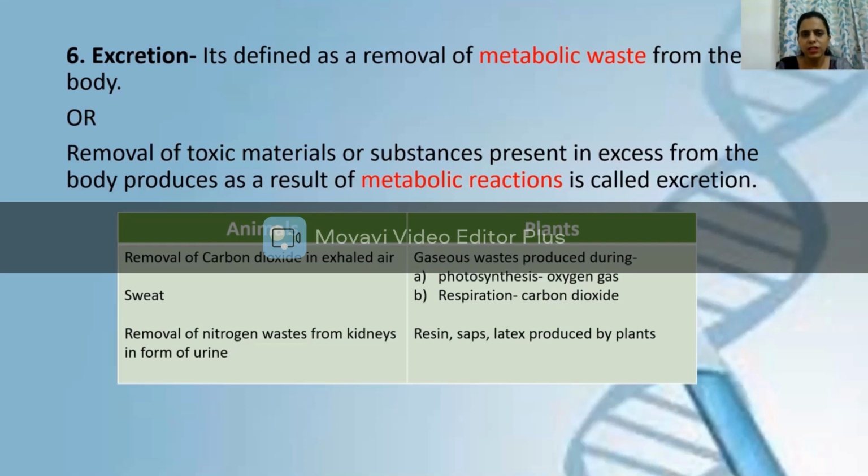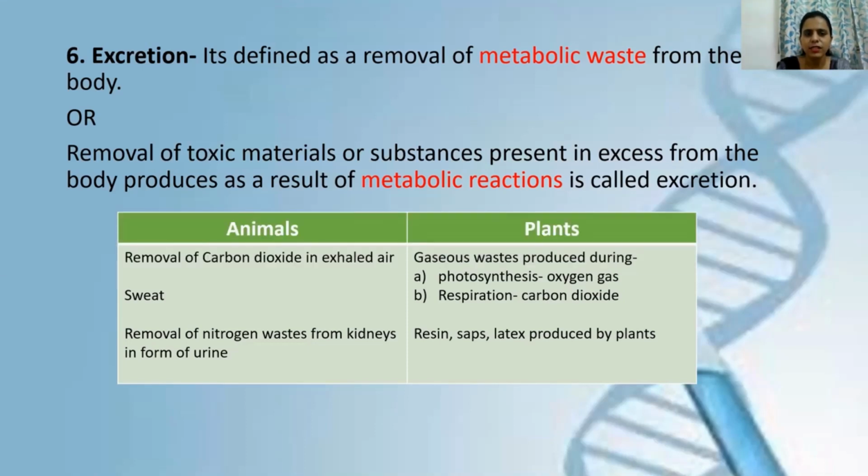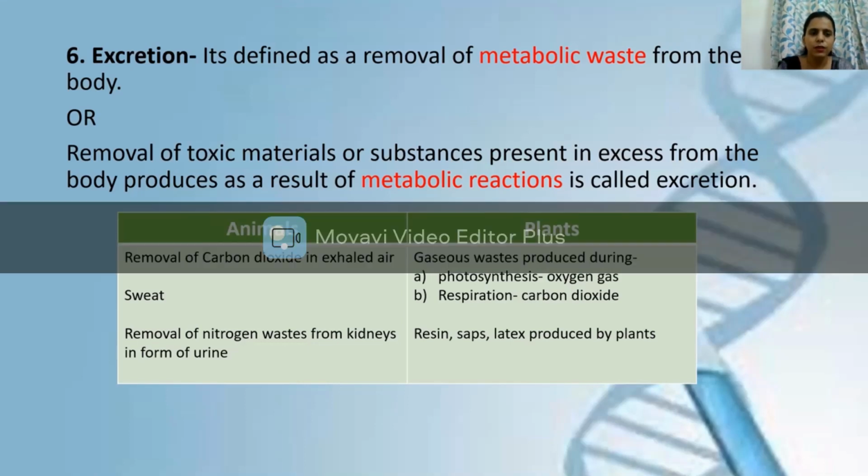Now, some of the examples of excretion in animals and plants are, when we talk about animals, in the process of respiration, our body produces carbon dioxide gas. So this carbon dioxide gas is actually an excretory product for our body. Okay, so we exhale this carbon dioxide gas outside the lungs. So, removal of carbon dioxide in exhaled air.